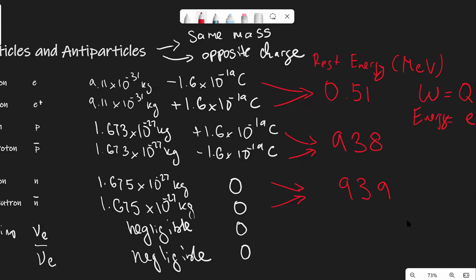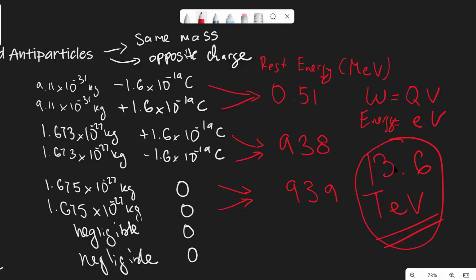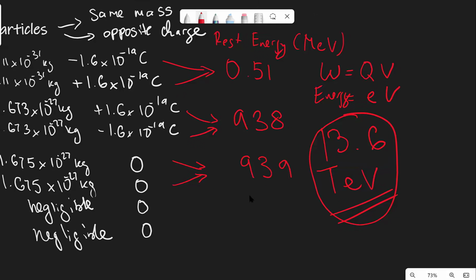Just for comparison, recently at the Large Hadron Collider, and I'm filming this video in 2022, they reached an energy of 13.6 tera electron volts, and this is the current record, I believe, unless the LHC has managed to go above that in the last few weeks. But as far as I know, 13.6 tera electron volts is the maximum energy that we've smashed particles together.